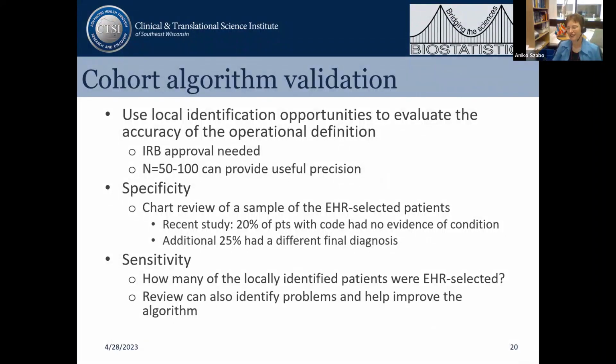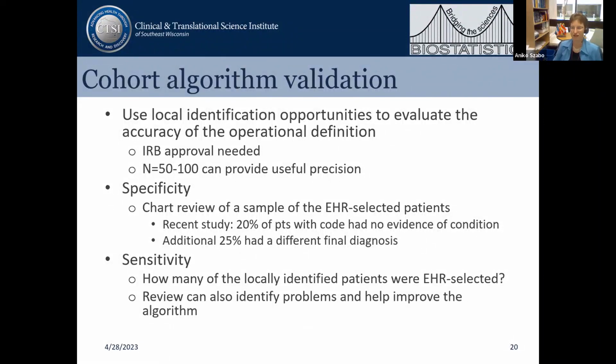In a recent study that I've worked with, they had done this kind of chart review, and they found that about 20% of patients who had the code in the EHR had no evidence of actually having this disease on chart review. So those were clear miscodings.